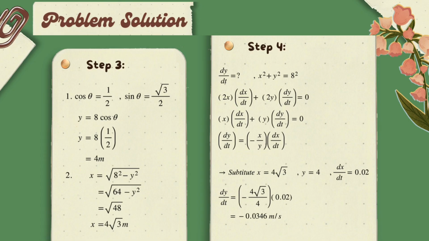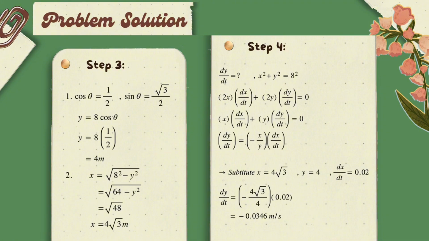The 2 here, we have to divide and simplify the value of 2, so we get x, and then we have to separate dy over dt because we want the answer for dy over dt. So dy over dt equal to minus x over y multiplied by dx over dt.